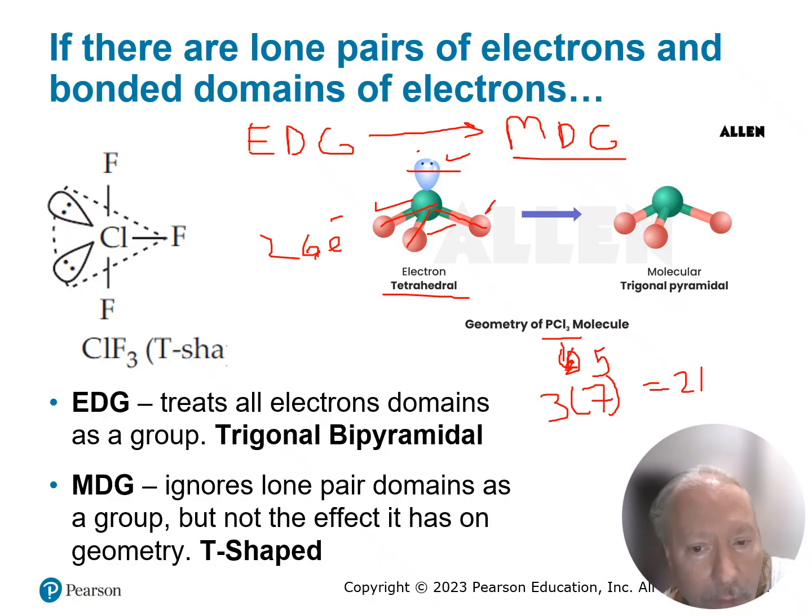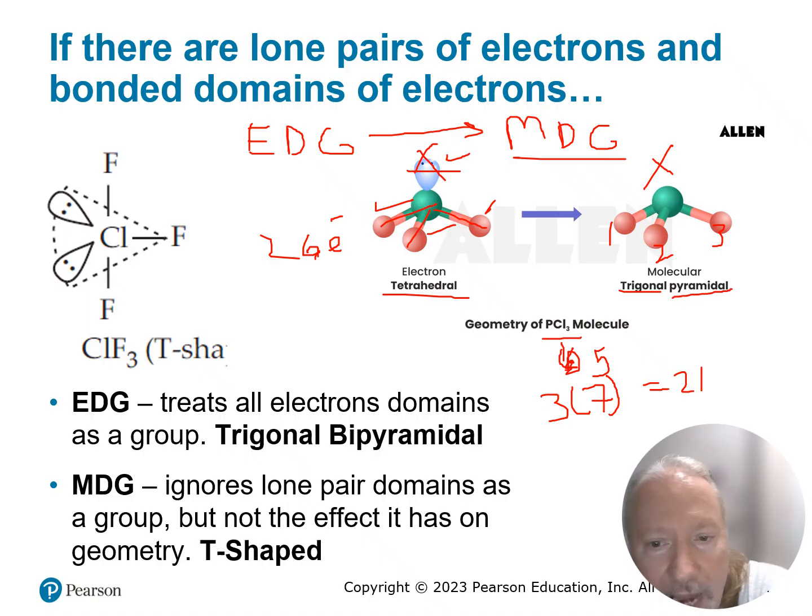For PCl3, for the molecular domain geometry, we ignore those lone pair electrons. They're gone, but the effect of them is not gone. And so now we end up with something that's trigonal because we have 1, 2, 3. We have nothing here at the top to consider, and it's a pyramidal shape where it has 3 sides, so it's trigonal pyramidal. Interesting enough.